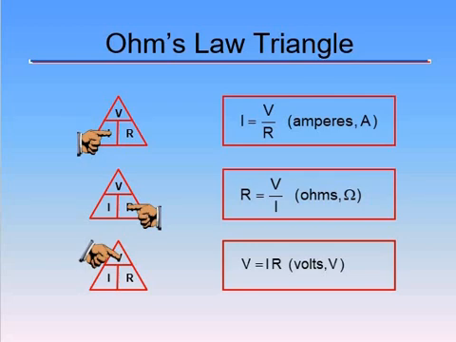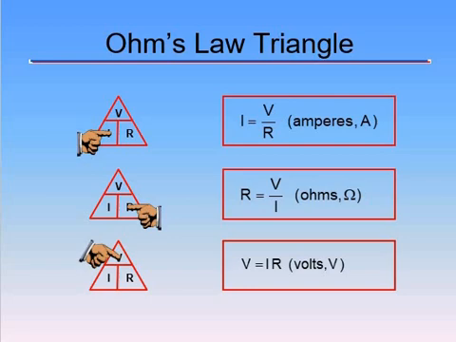But if you're going to use a triangle, V is always on top, and then V equals IR. That's how I actually remember it, as V equals IR, but it's whatever you need to. Alright, so if you use the triangle, and we're solving for I, you point to I, and it tells you that it's voltage over resistance. And you know that the unit is amps for current.